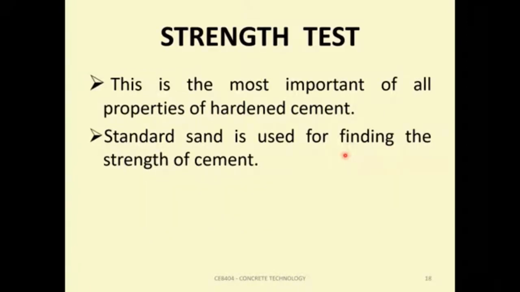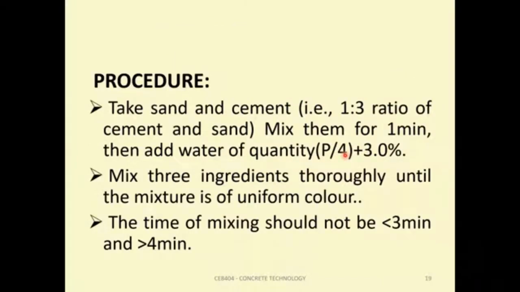The next one is the strength test. The most important property of hardened cement is compressive strength. In this test, the standard sand, known as Ennore sand, is used for finding the strength of the cement. We have to take the sand and cement in a ratio of 1:3, mix it for 1 minute and add a water quantity of (P/4 + 3)%.